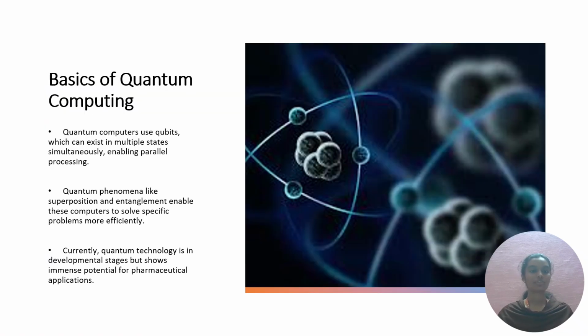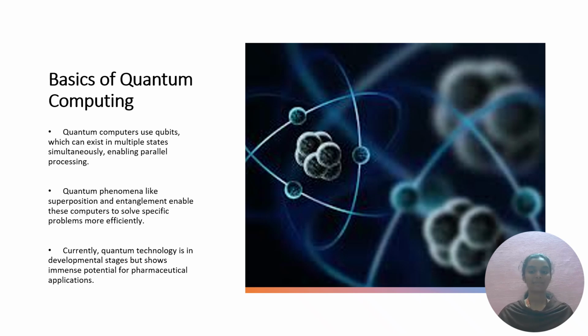The basics of quantum computing. Quantum computing is based on the principles of quantum mechanics. Unlike classical computers that use bits representing 0 or 1, quantum computers use quantum bits or qubits, which can exist in superposition, which holds 0 and 1 simultaneously.